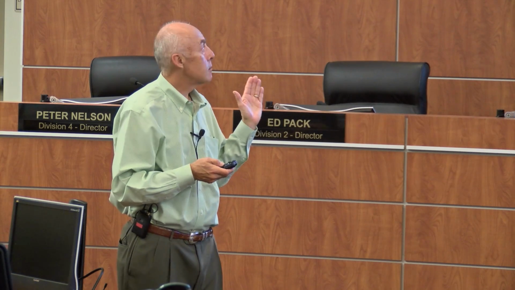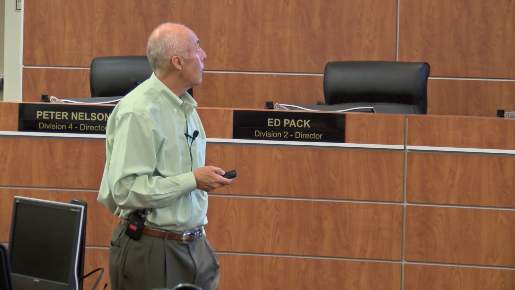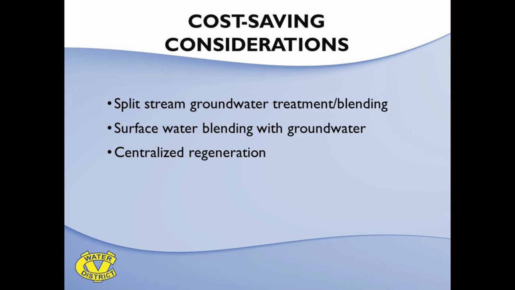As I said, we're looking at at least 2 locations for this type of treatment. So these are some of the cost savings considerations that we've looked at in this source of supply treatment study: split stream groundwater treatment blending, surface water blending with groundwater, and centralized regeneration. So we're not only looking at how do we deal with this situation, we're trying to look at how we do this in the most economical way and still meet the standards. So a lot of thought has gone into these options.